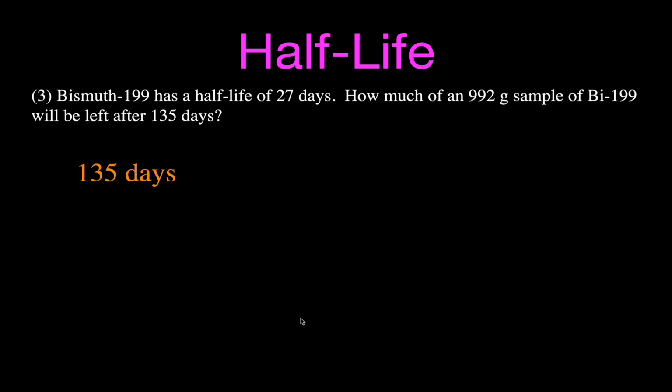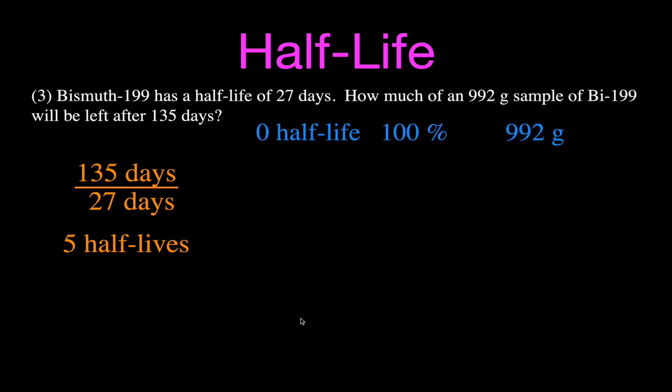Now the first thing you can do is maybe write down what you have, and you can just divide the 135 by 27, because the total time is 135 and each half-life is 27. You get 5 half-lives, because 5 times 27 is 135, or 135 divided by 27 is 5. So at the beginning, 0 half-lives, we have 100%, which is 992. Then after 1 half-life, we have half of that, which is 496.